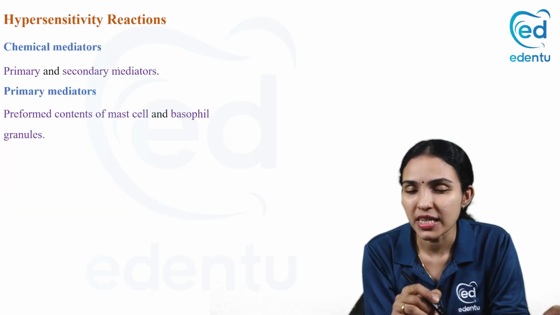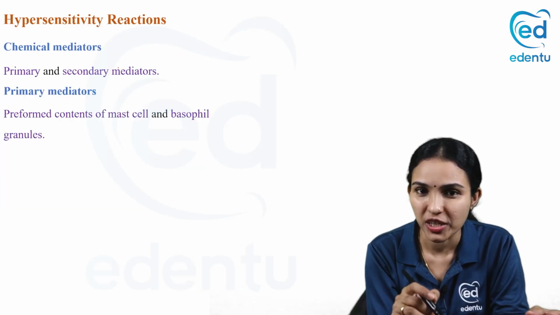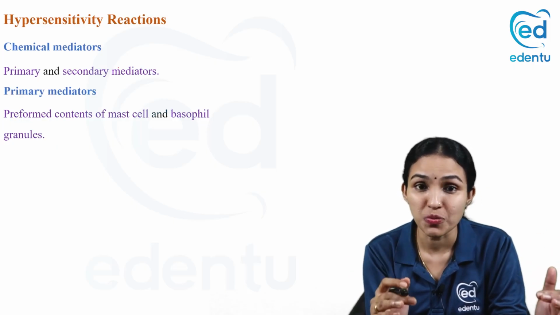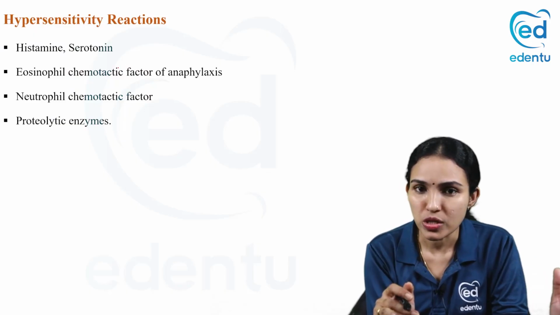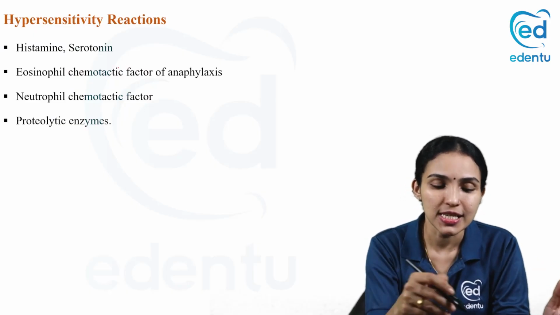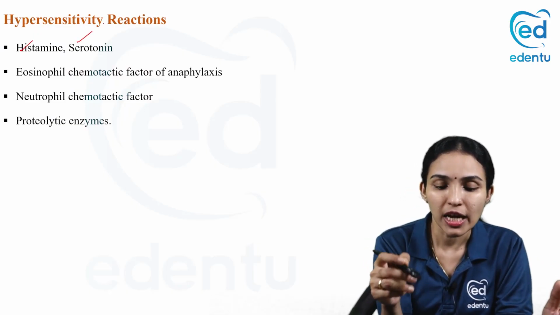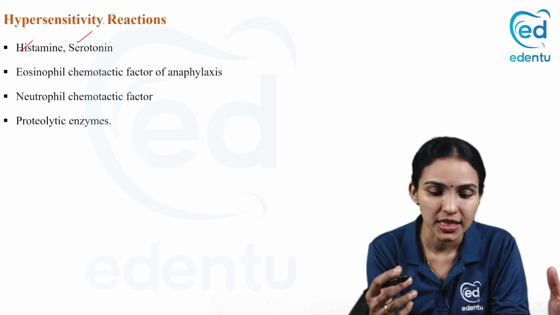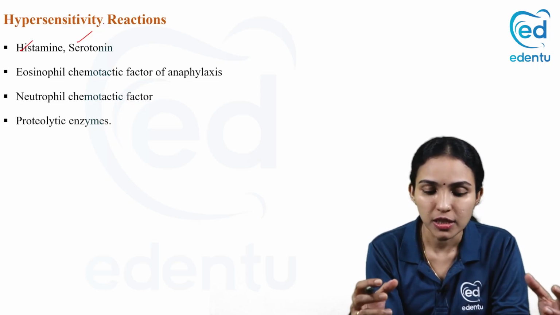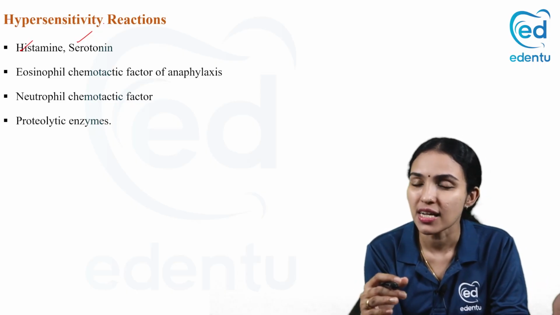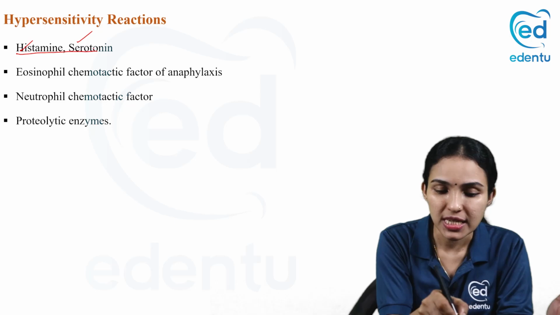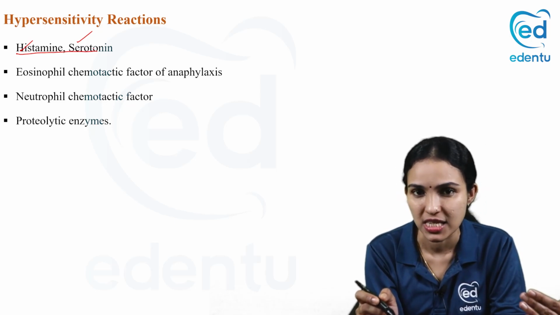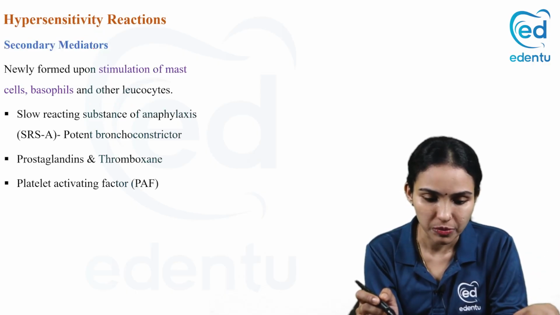We have two kinds of mediators released from the mast cells. One is called primary mediators, which are already formed inside the mast cells, and are also present in the basophils. These granules' common primary mediators are histamine and serotonin. You also have the eosinophil chemotactic factor of anaphylaxis, which will attract eosinophils to the site, neutrophil chemotactic factor, and then proteolytic enzymes. All these are primary mediators. Don't forget histamine and serotonin, which are the most important. We know histamine mediates allergy. That's why we take antihistamines, right? So those are the most important primary mediators.